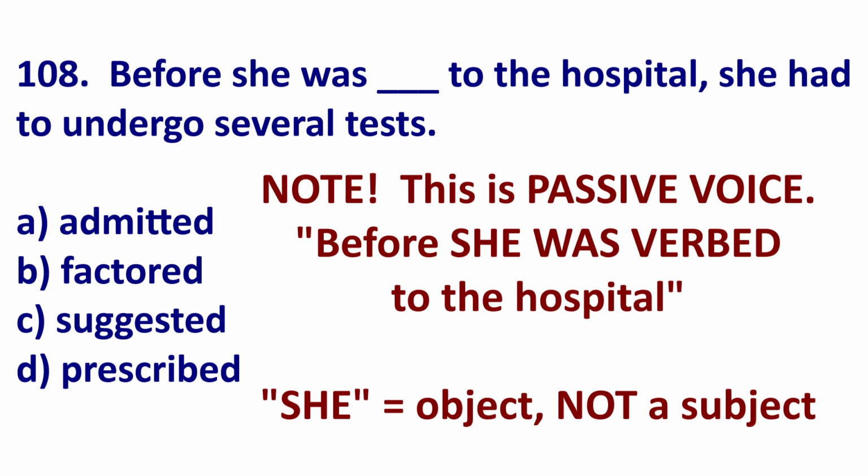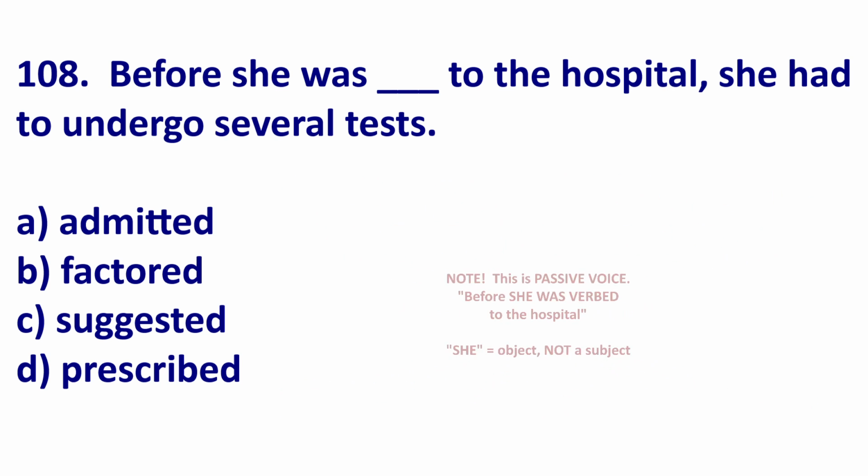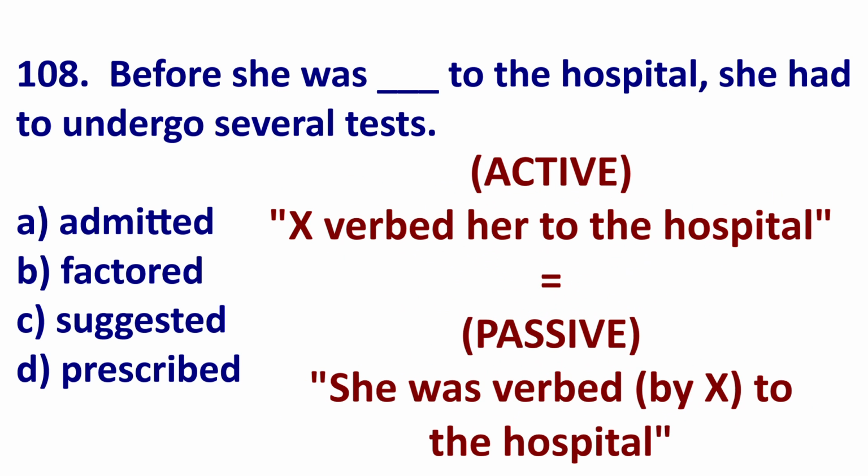First of all, notice this statement is passive. That means this TOEIC statement starts with the object. We have "she was blank to the hospital," and we have verb-ed. So this is an object: object was verbed to the hospital. If we wanted to make it active, we would say someone or something verbed her to the hospital.